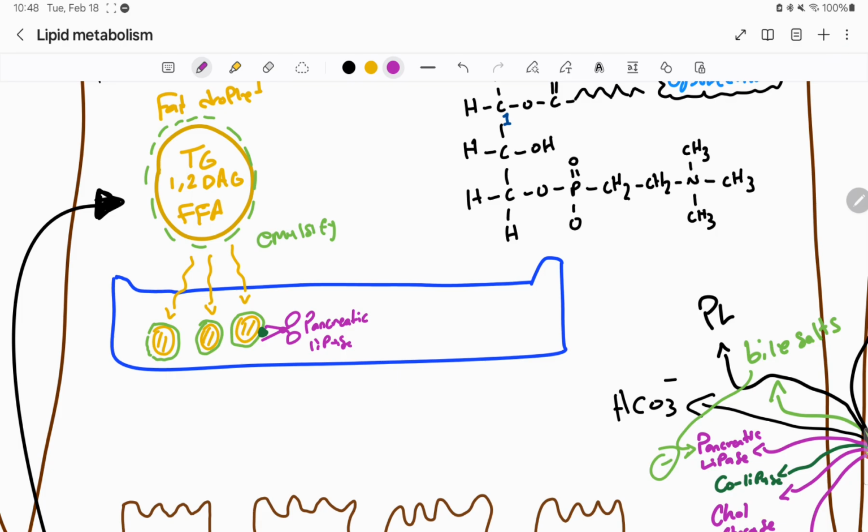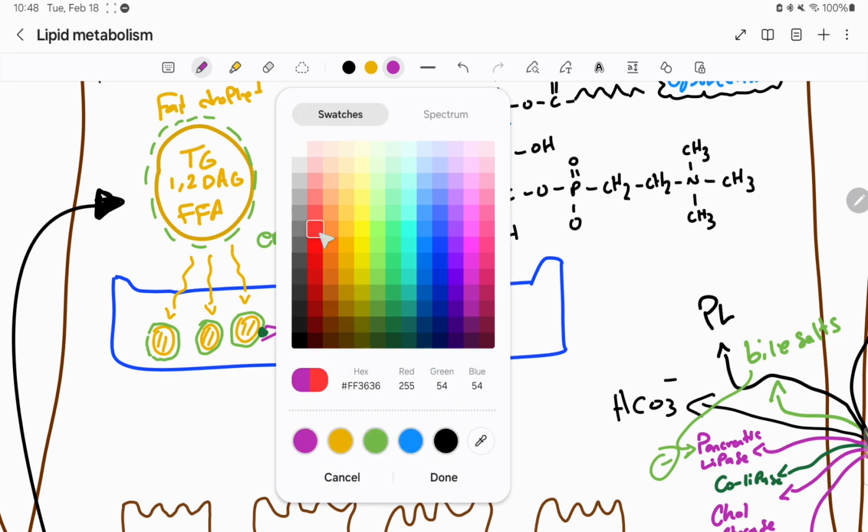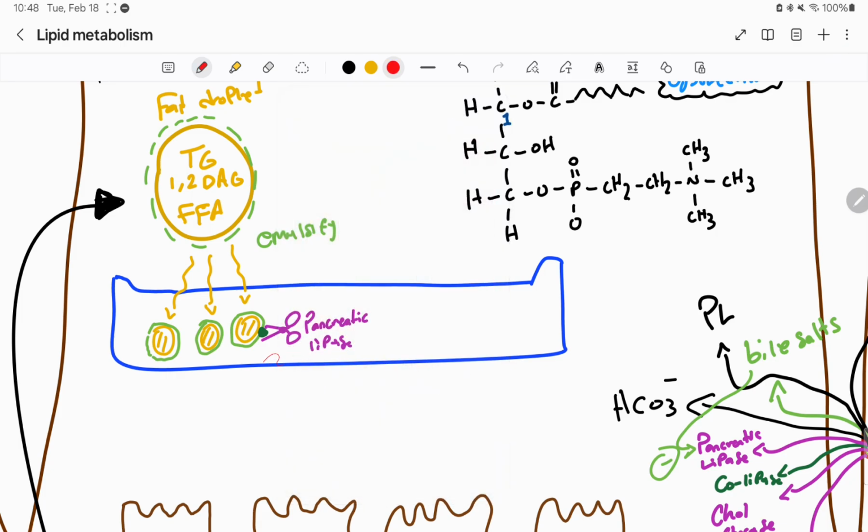And if you are even more curious, this process also requires calcium to be present. But neither here nor there. The pancreatic lipase, where does it cleave? Where does it like to cleave?